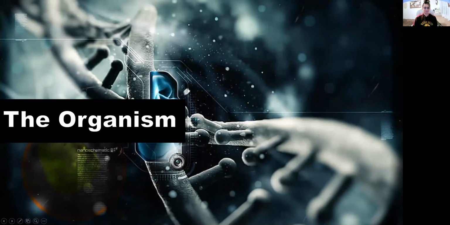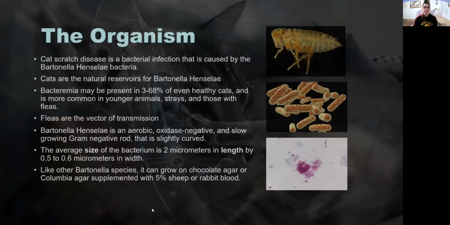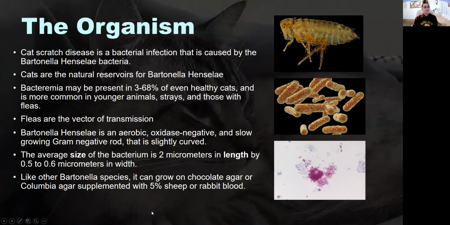The organism. Cat scratch disease is a bacterial infection that is caused by the Bartonella henselae bacteria. Cats are the natural reservoirs for Bartonella henselae. The bacterium may be present in 3 to 68% of even healthy cats and is more common in younger animals, strays, and those with fleas.